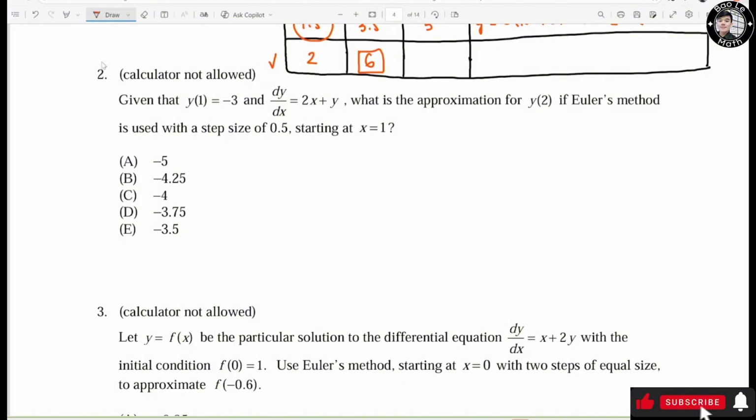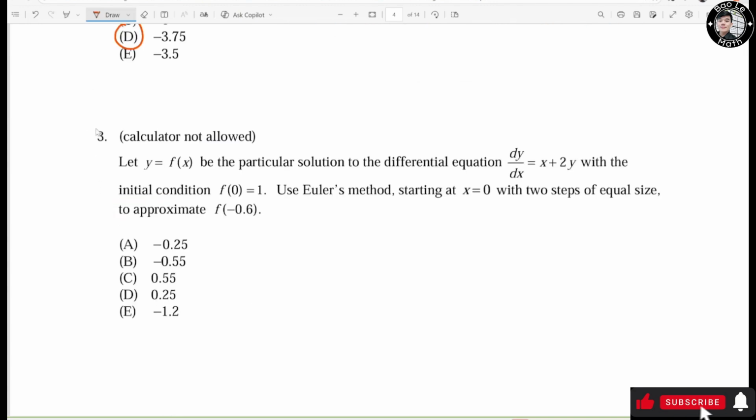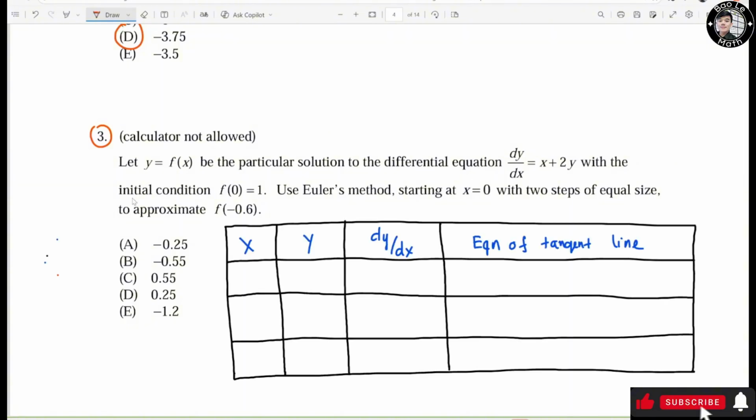Now let's move on to question 2. Question 2 is similar to question 1, so I'm going to leave this one for you to practice. The answer is D. Now let's move on to question 3. Question 3 is similar to questions 1 and 2. We just get the table. The initial condition is right here, x equals 0, y equals 1.